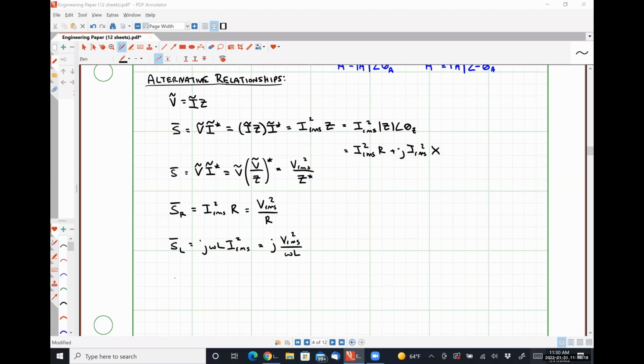And then finally, for a capacitor, we have negative J multiplied by I RMS squared over omega C, or negative J omega C times V RMS squared. So what do these relationships tell us?